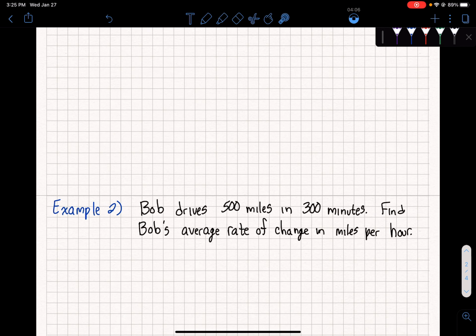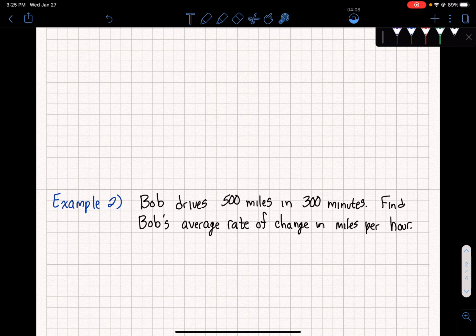All right, so I have one more example over here. This one's a little bit different. This one's not going to have an unknown variable, but this is a good everyday problem that I want to talk about. So let's read this one here. This one reads, Bob drives 500 miles in 300 minutes. Find Bob's average rate of change in miles per hour.